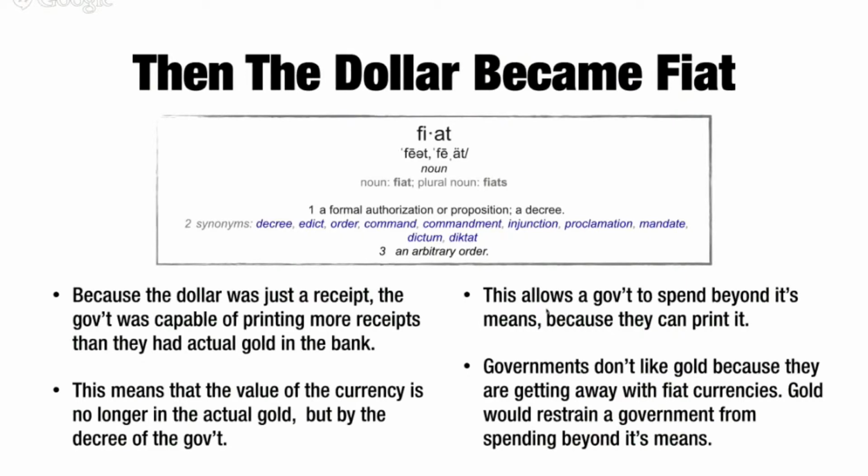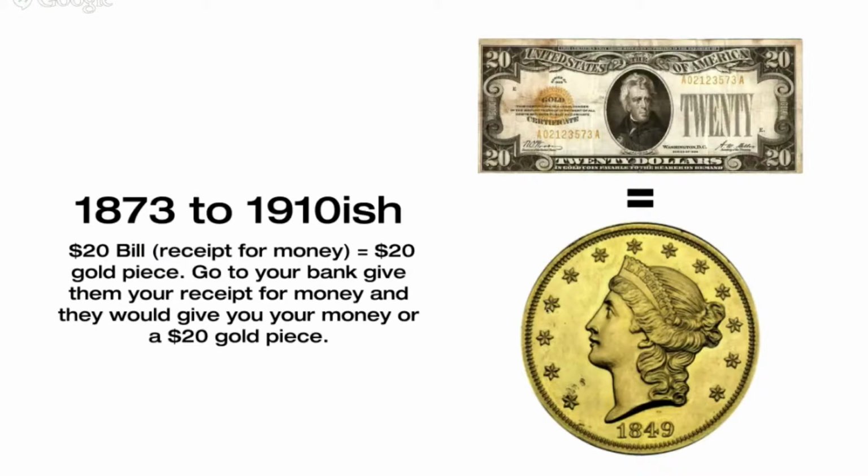Yeah, no kidding. So anyways, the dollar was a receipt for gold from 1873 to about 1910, right? A $20 bill, receipt for money, equals $20 gold piece. That's what they looked like in 1849. Go to your bank, give them a receipt for money, and they would give you your money or a $20 gold piece in return. Sound money. America grew rapidly. Our economy grew rapidly. We became very powerful in the world during this period. Anyways, it was wonderful. Sound money is a good thing.